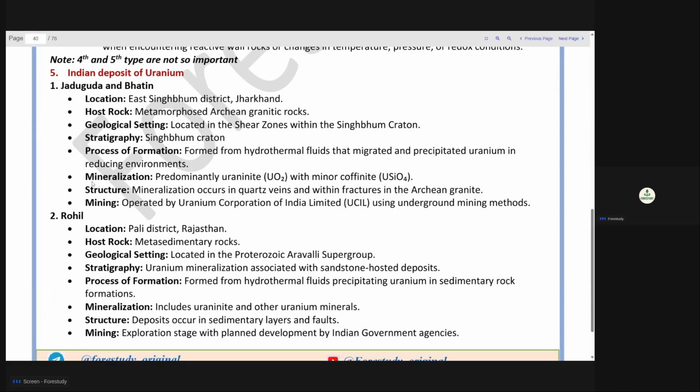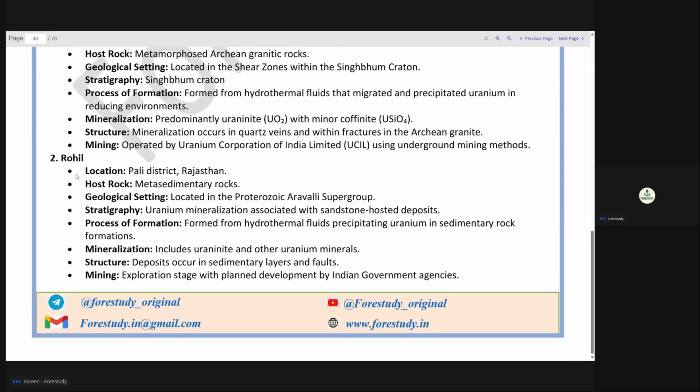Okay. So mineralization will be predominantly uraninite, UO2, with minor coffinite, USiO4. Structure: mineralization occurs in quartz veins, again vein deposits, within fractures in the Archean granite. Mining is operated by Uranium Corporation of India Limited (UCIL) using underground mining methods. We'll talk about underground mining methods in the mining part of your topic. Okay, mining topic, mining subject.